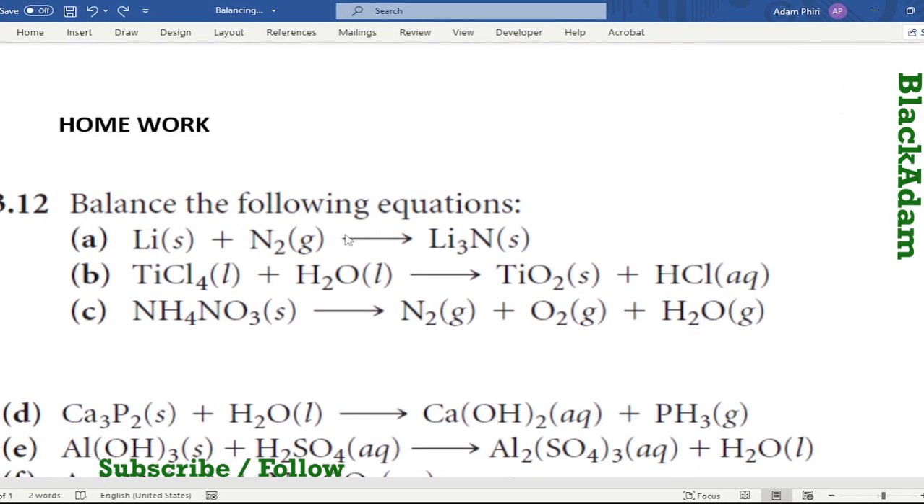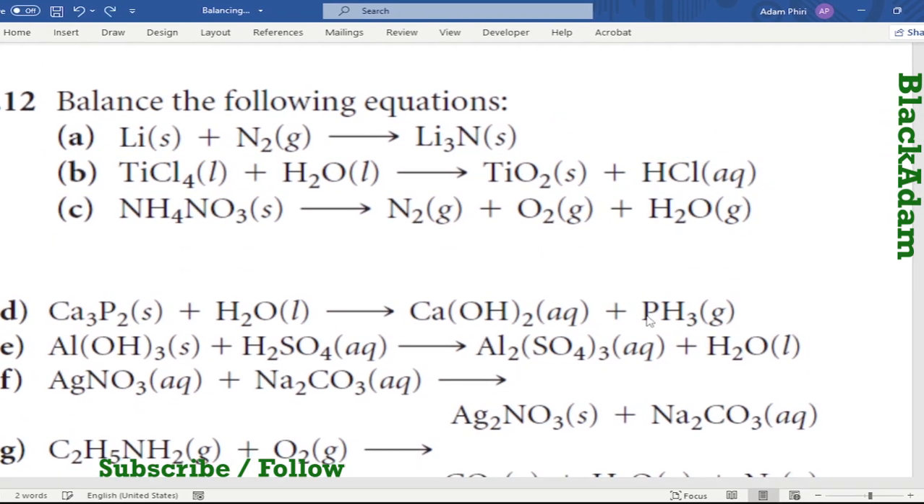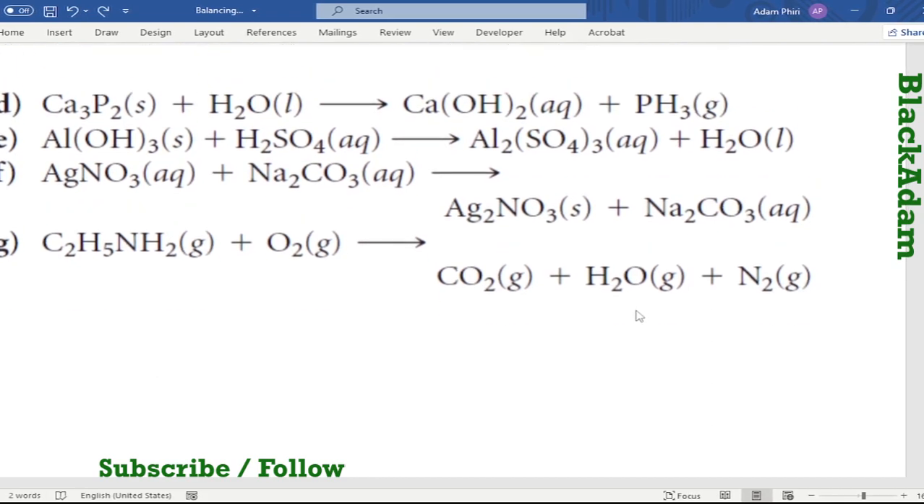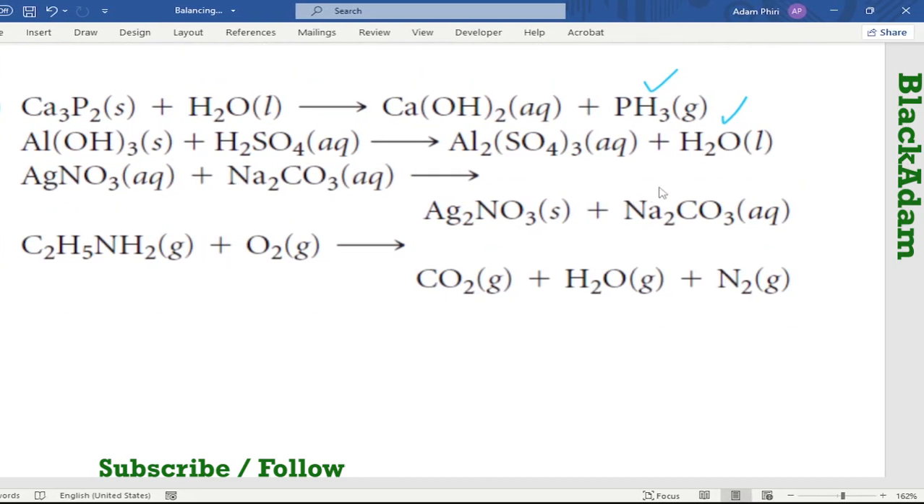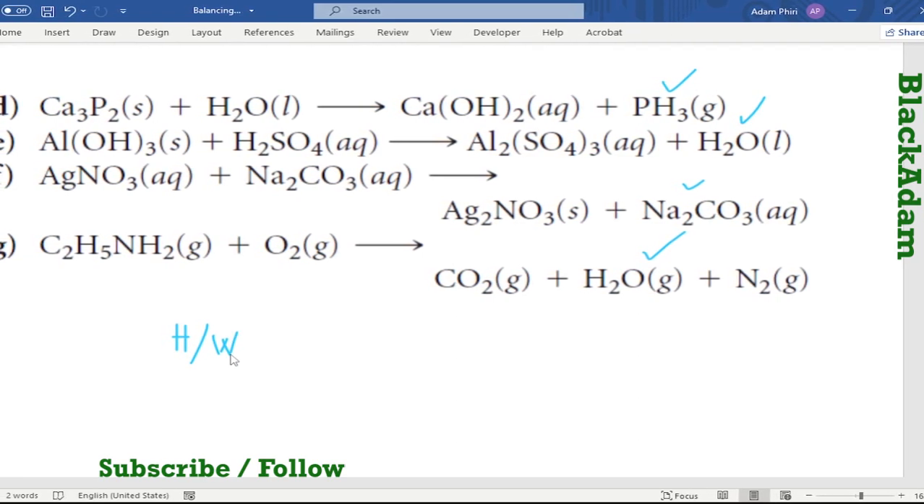So what you require is homework. So the lithium plus nitrogen gas gives us lithium nitrate, and then nitrogen, and then from there you can just do all the questions. Remember to pause and go through all the questions and make sure that you understand.